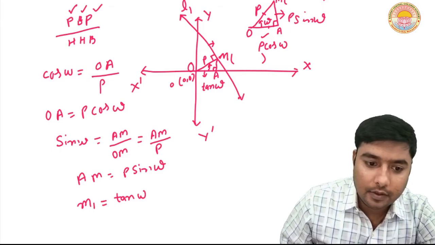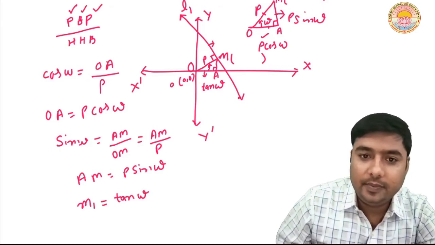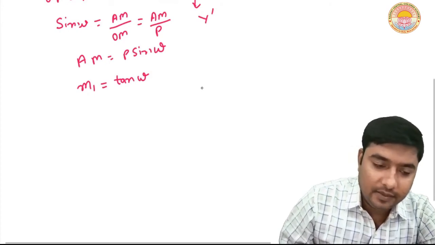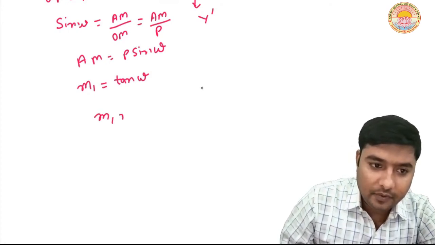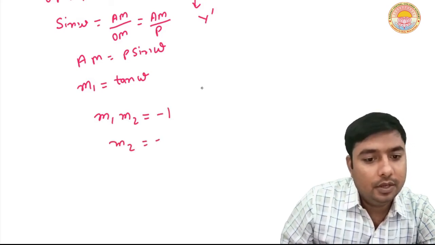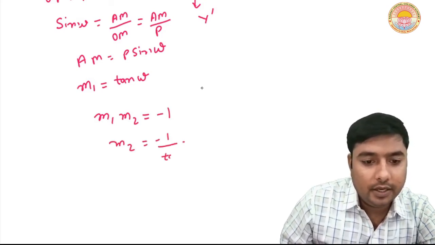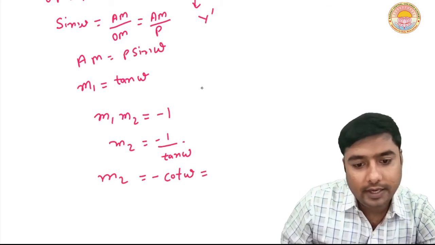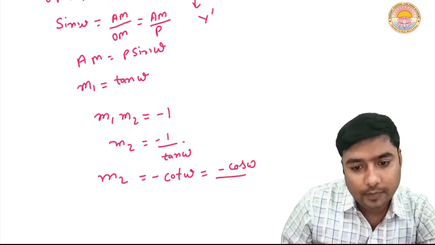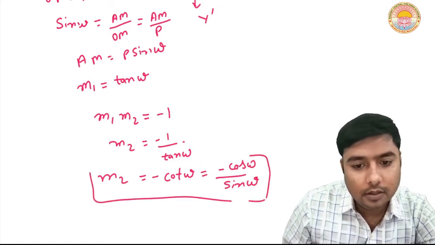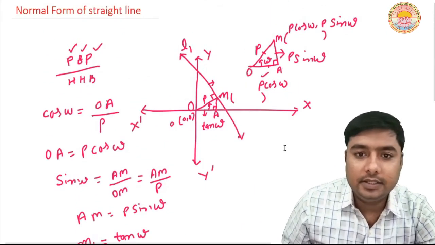We know that OA is perpendicular to the line. So what is the relation between the two lines? If two lines are perpendicular, then the product of slopes m1 into m2 equals -1. So m2 equals -1 upon tan omega, which equals minus cot omega. We can also write it as minus cos omega upon sin omega. This is the slope of line L1, and this is the coordinate.